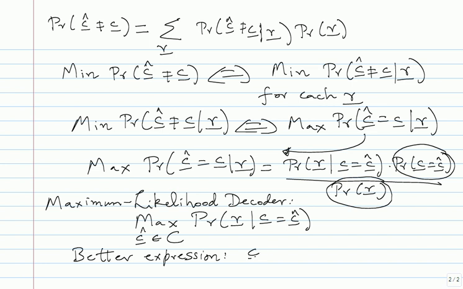A better way of writing it is this notation. C hat is the argument of the maximum, over u belonging to C, of the probability of R given C equals u. This is a very compact and nice way of writing down a maximum likelihood decoder. So the final decoded code word is the argument of the maximum. What do I mean by argument of the maximum? That u which maximizes that expression, the probability of R given C equals u.